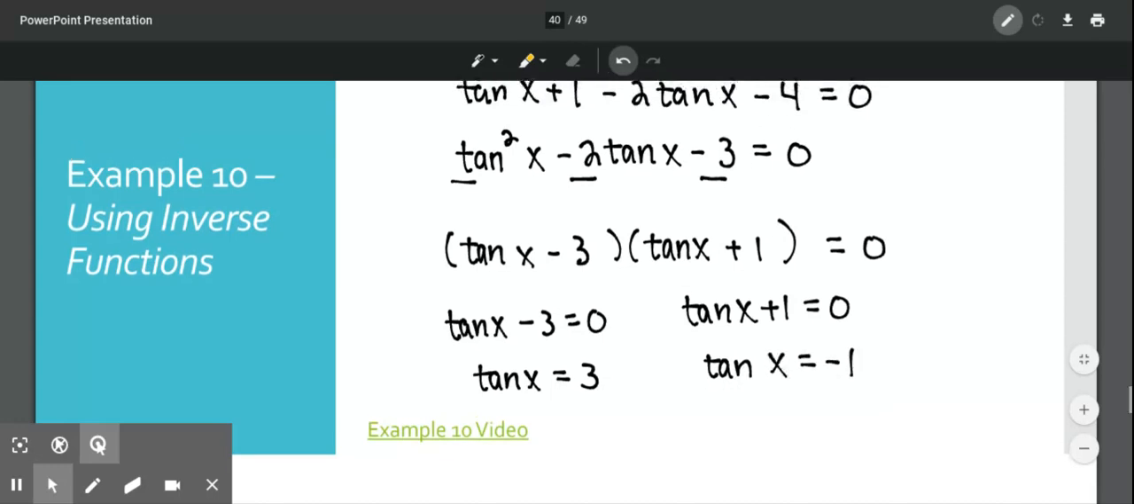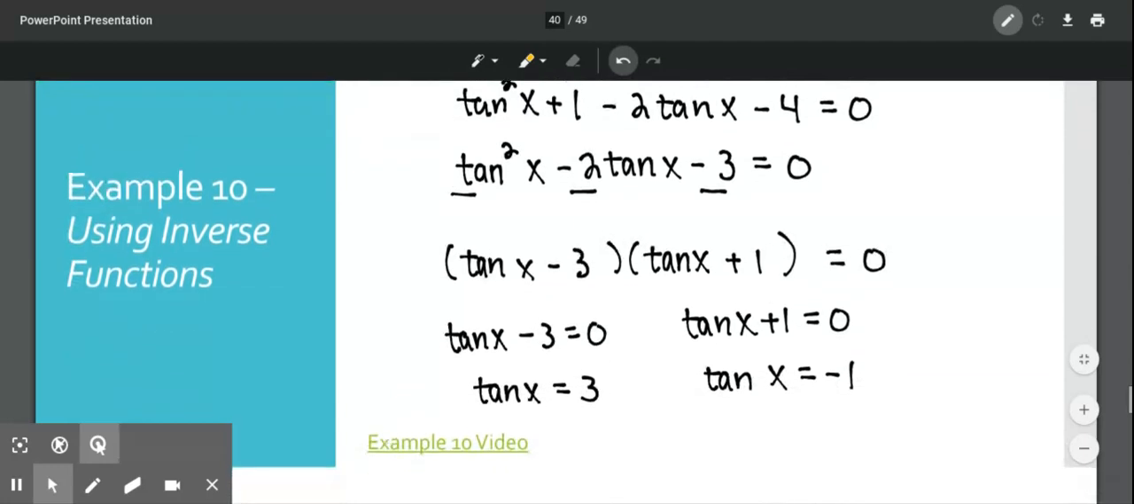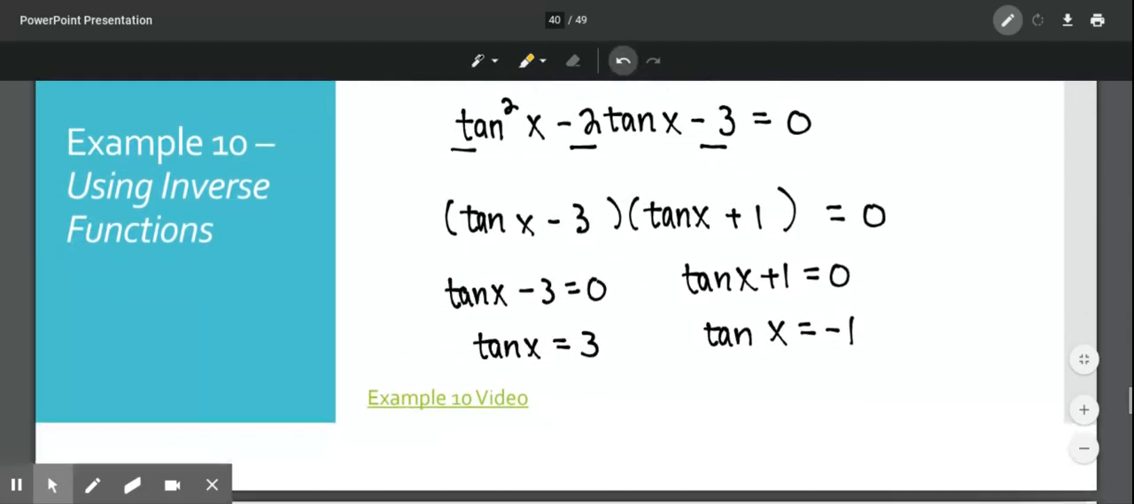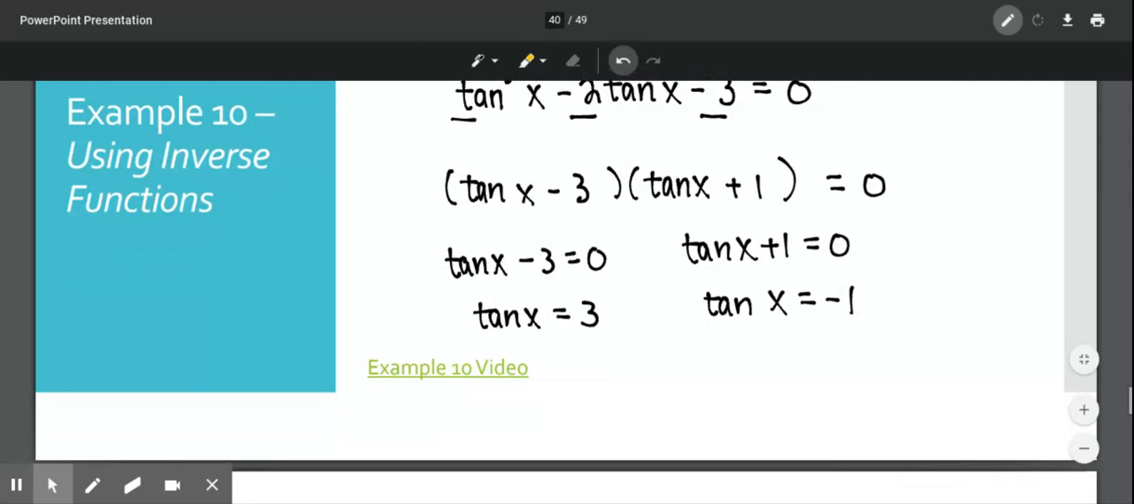Let's check to see if we're restricted, and we're not. But here's the thing is, up until this point, we've been adding plus 2 pi n because we had sines and cosines, or secants and cosecants, and their period is 2 pi. But remember that the tangent has a period of pi. So if we're going around, we're only going to be adding pi n.